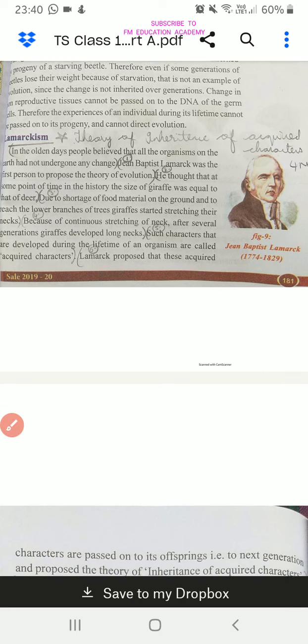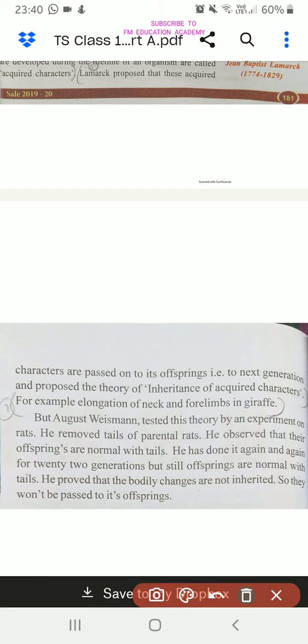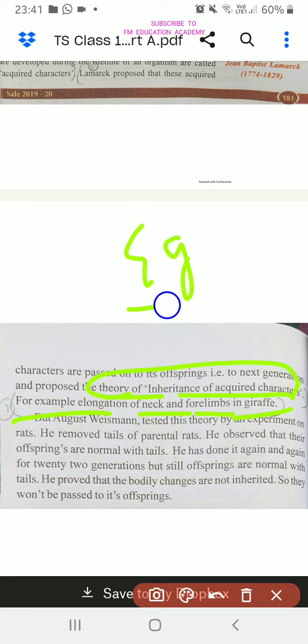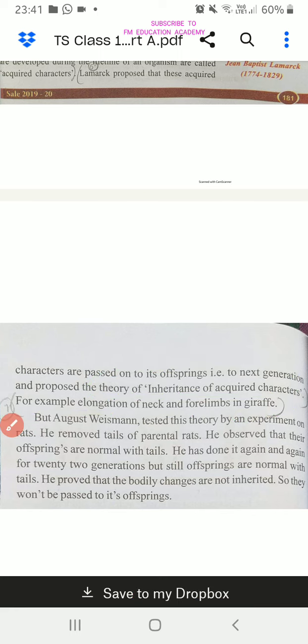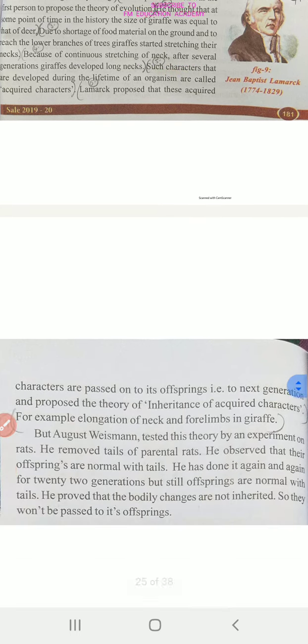Lamarck proposed that the acquired characters are passed on to its offspring, that is, to the next generation, and proposed the theory of inheritance of acquired characters. Seventh point, for example, elongation of neck and forelimbs in giraffe. It told us to explain with an example; the example is already covered in these 7 points. So these 7 points were the answer for the theory of inheritance of acquired characters.